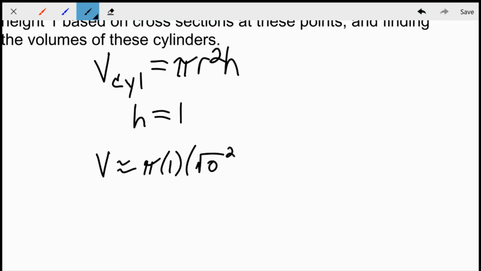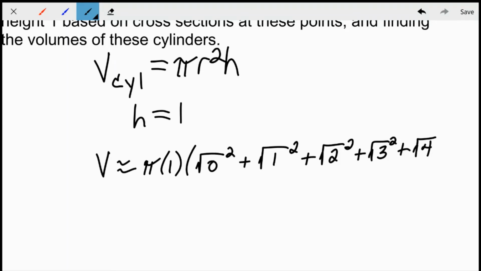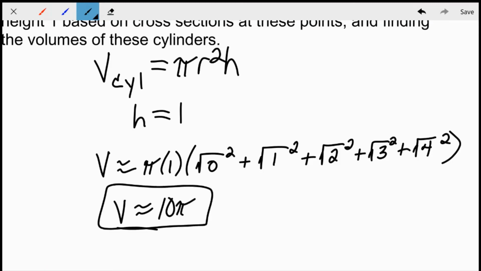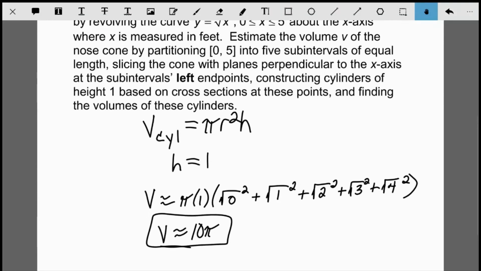First subinterval goes from 0 to 1, so the left-hand side of that is going to give me the square root of 0, squared. The next one goes from 1 to 2, so I'm going to have square root of 1 squared. Then from 2 to 3 is going to give me square root of 2 squared, and so on, all the way until I get to that last subinterval, between 4 and 5, so square root of 4 squared. Once I finish all that out, this is going to be a volume of approximately 10 pi.